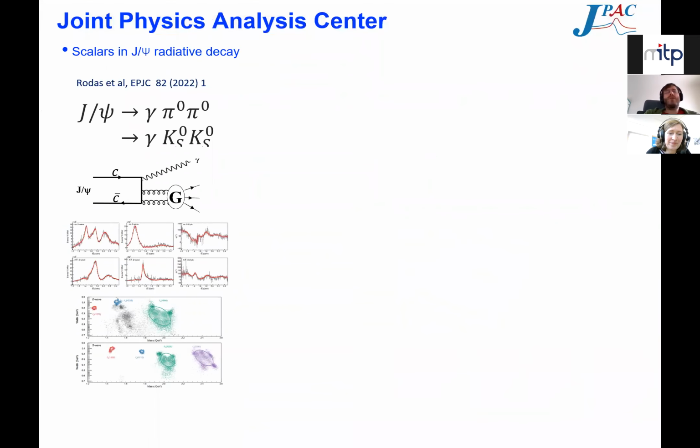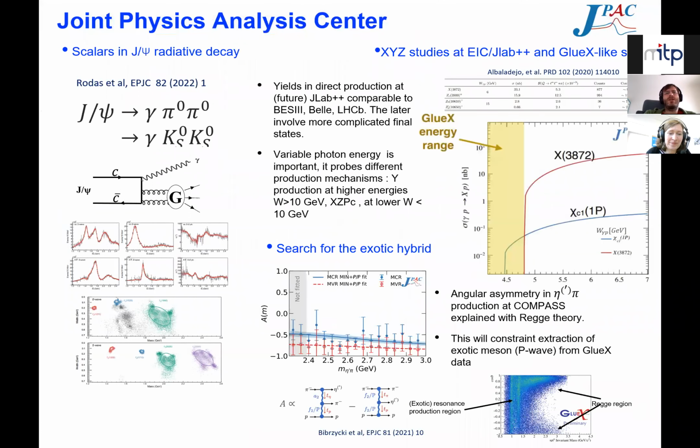So I'm going to talk about some research that JPAC has been doing during the last year and a half. I'm going to focus on the scalars in J/psi radiative decay, and these are going to be just glimpses, brief summaries of what we did. Everything is in the papers in detail, so in the discussion session after the coffee break, we can talk about whatever you want regarding these works.